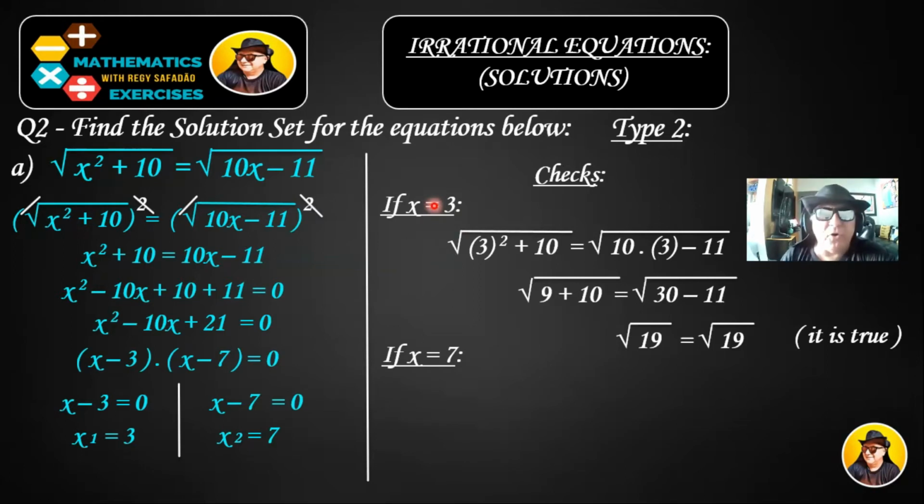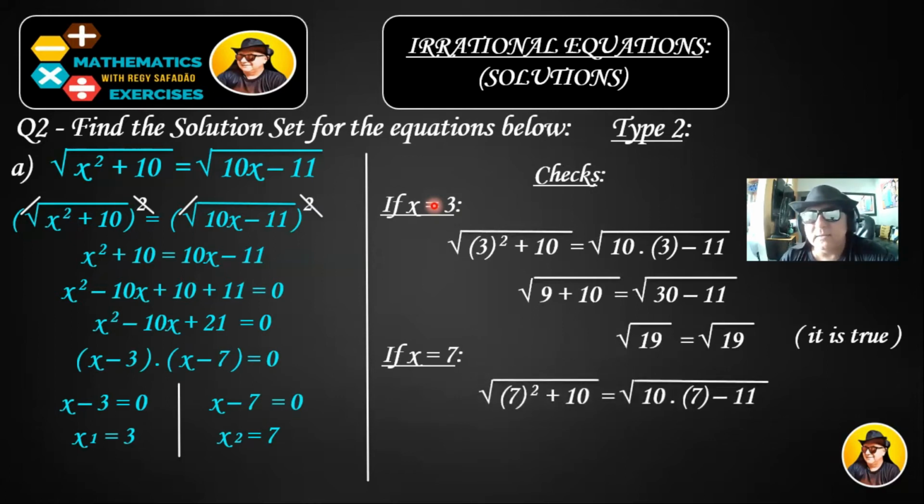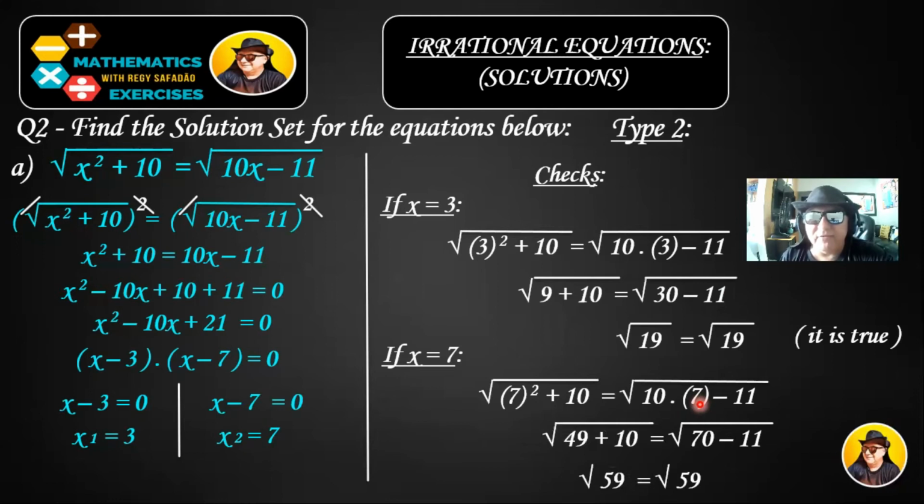Okay, let's check for x is 7. Replacing the value of 7, we have the square root of 7 squared plus 10 and the square root of 10 times 7 minus 11. Well, 7 squared is 7 times 7, that is 49. 49 plus 10 is 59. And here, 10 times 7 is 70. And 70 minus 11 is also 59. So we have that the square root of 59 is the square root of 59. It is also true.